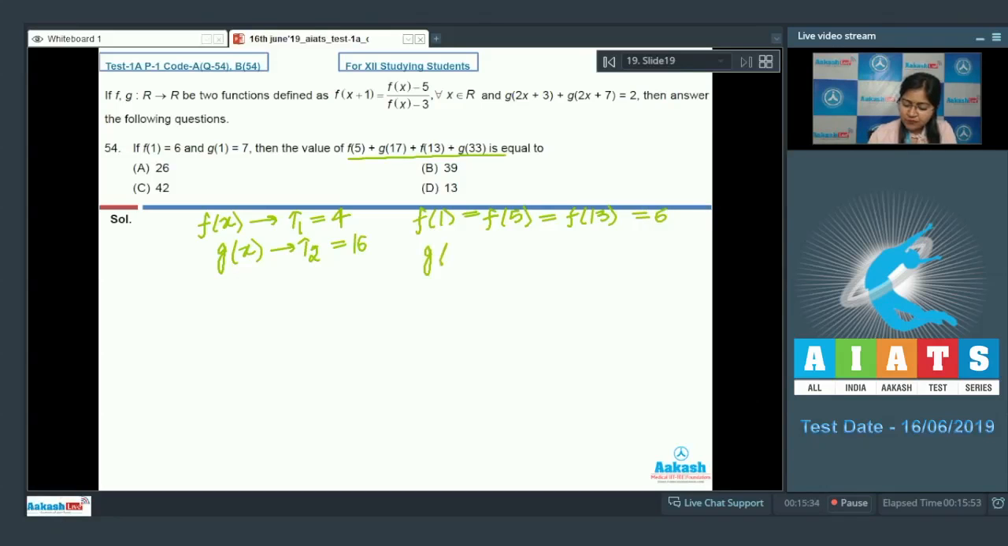Similarly, g(1) is equal to 7. So we can say that as the period is 16, g(17) will also be equal to g(33), which will be equal to 7. So the question has become very simple. We just have to put the values here. We have 12 plus 14, that is equal to 26. So from the given options, option number A is the correct answer.